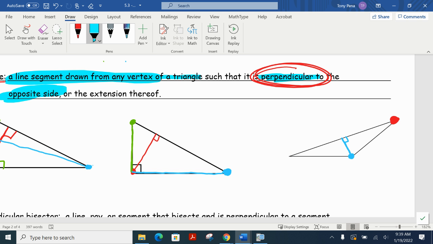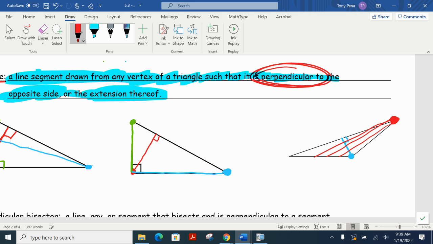There's a little bit more to this definition. So if we read this again, it's a line segment drawn from any vertex such that it is perpendicular to the opposite side or the extension of the opposite side. And the reason for that is there is no way, if I only can include this as the opposite side, there's no place I could draw this in. Hopefully we understand 90-degree angles. Are any of those red line segments anywhere close to a 90-degree angle? No. So that's impossible.